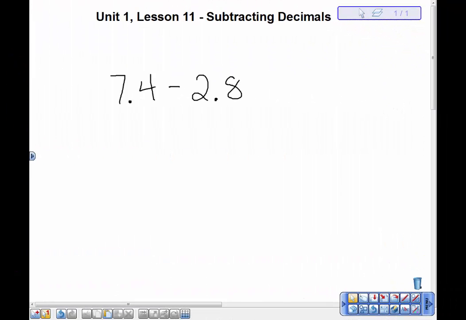Good morning. Okay, today we're going to focus on Unit 1, Lesson 11, which is subtracting decimals. Now, we've already started with adding decimals, and we're familiar with the steps that we need to take when adding decimals. Subtracting decimals is almost exactly the same thing, except that now we're going to focus on the operation of subtracting instead of adding.